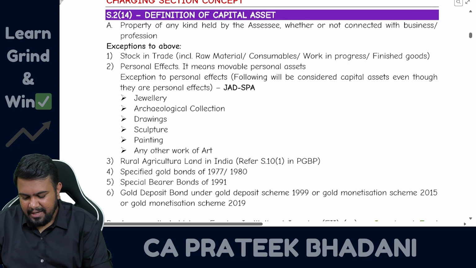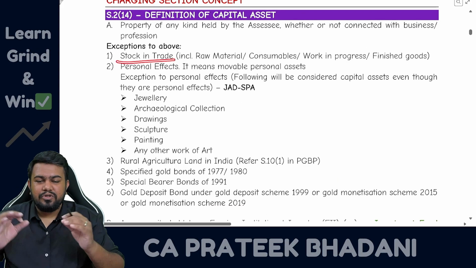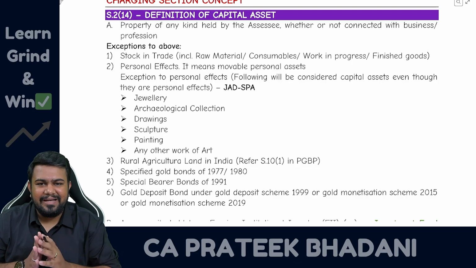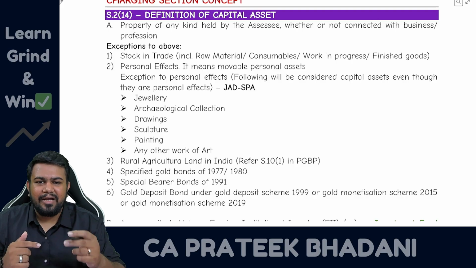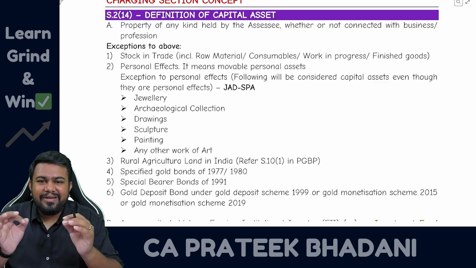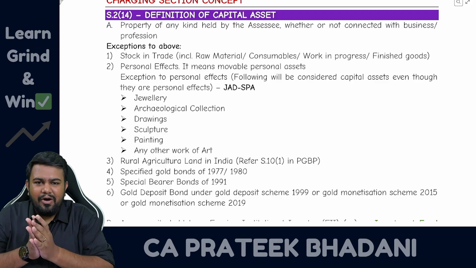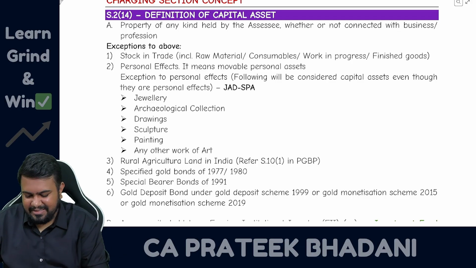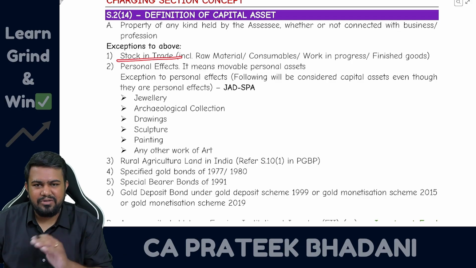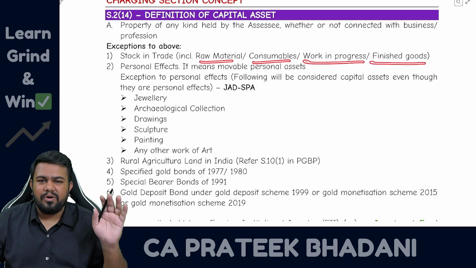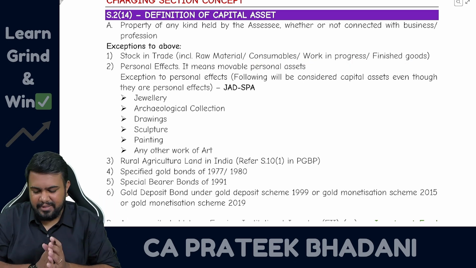What are they? Number 1, stock in trade. So stock in trade is a business asset. That is why it is not called a capital asset, because if there is sale of stock, it will be taxable under the profit and gains from business or profession head of income. That is why from all the assets, now it has removed what? It has removed stock in trade. So stock in trade is not capital asset. Stock in trade includes raw material also, consumable also, work in progress also, finished goods also. So all these are not capital assets.